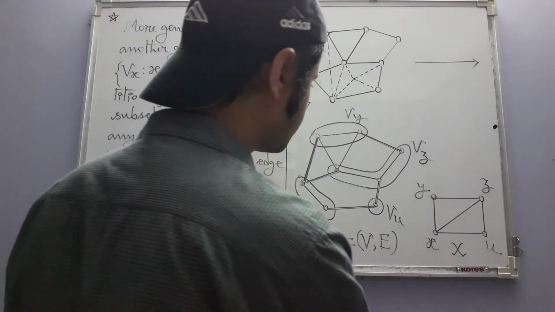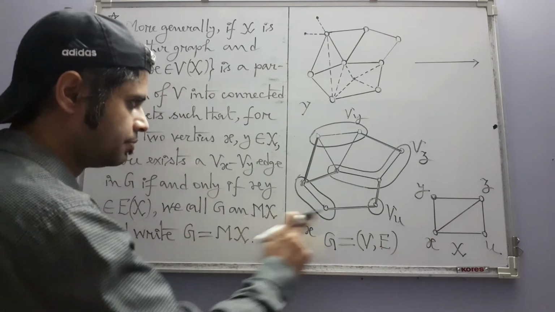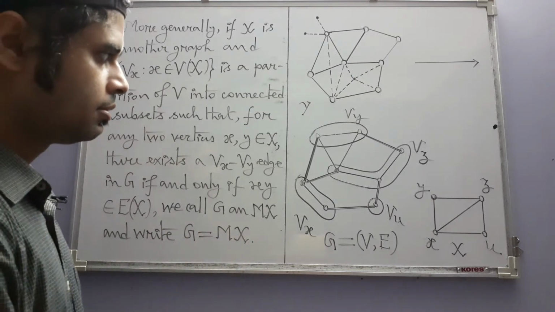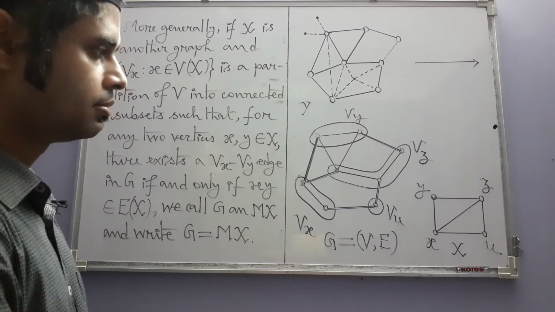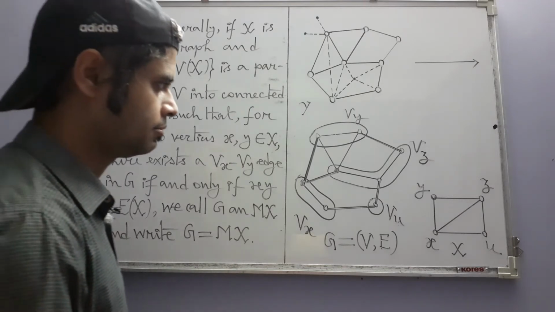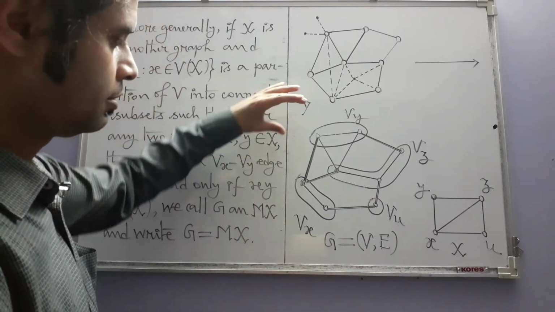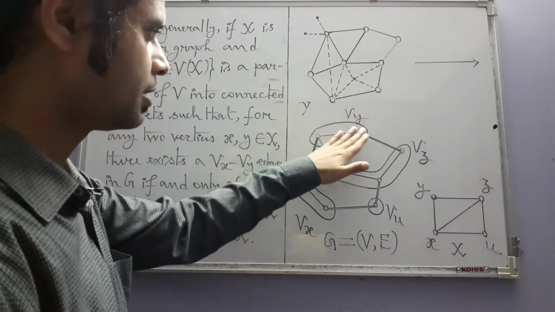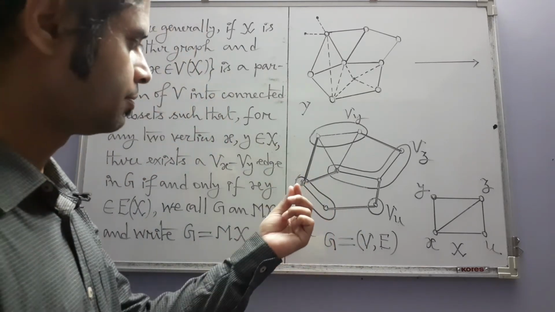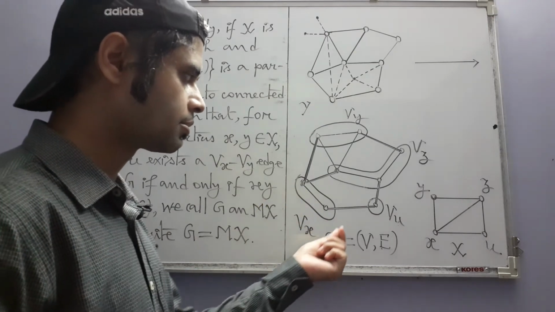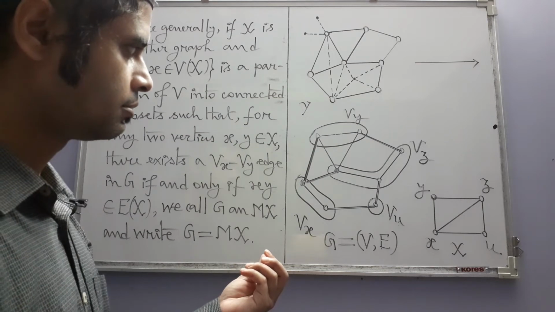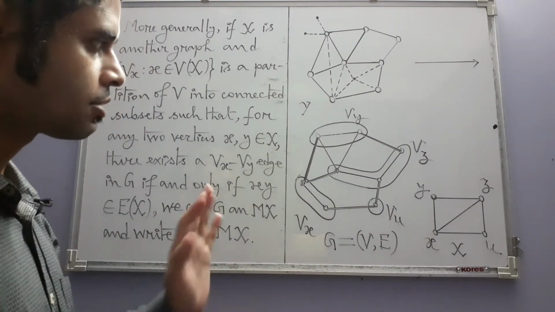If this entire thing is true, then we call this G and write it like this, G with X as a contraction. Now, what does this have to do with contraction? Do you see one thing? If you think of the vertices in these partitions as the same thing, that is, you think of these two vertices as a single vertex, you think of these two vertices as a single vertex, this one, of course, we have only one vertex, and these three vertices as a single vertex, then this graph becomes this graph. Just look at it.